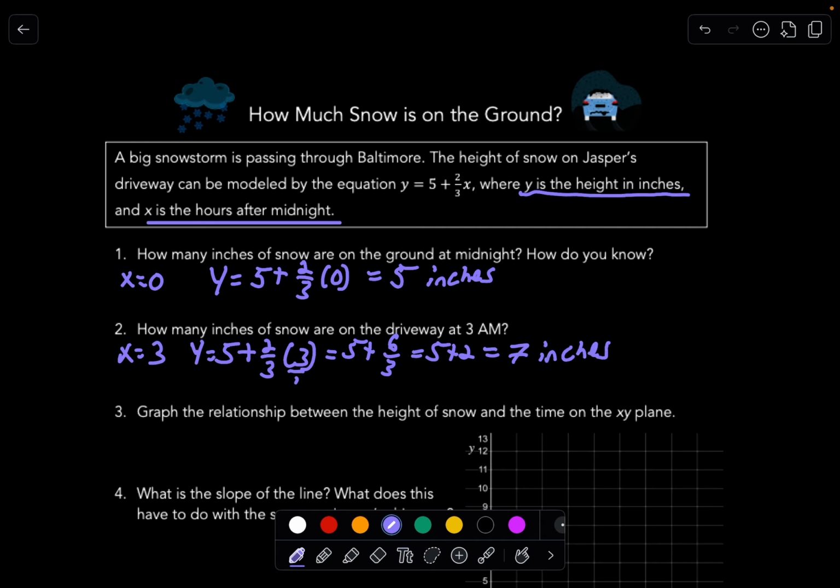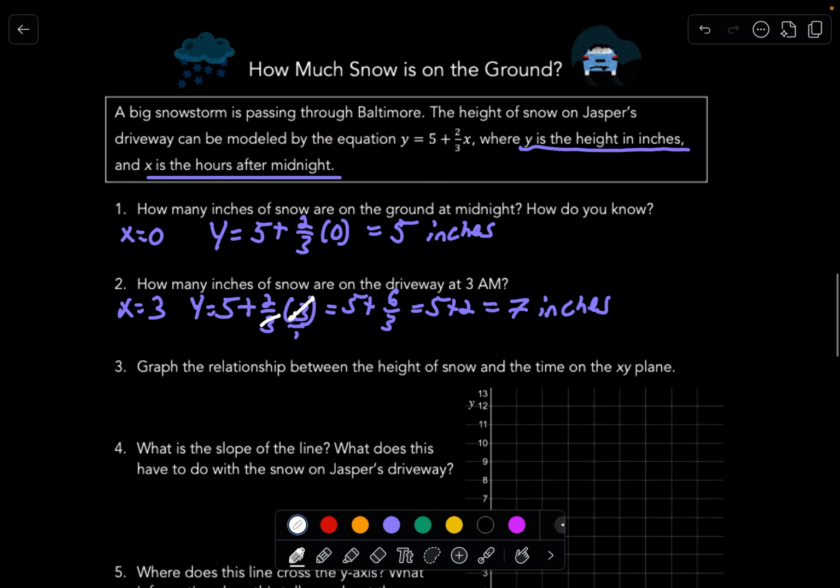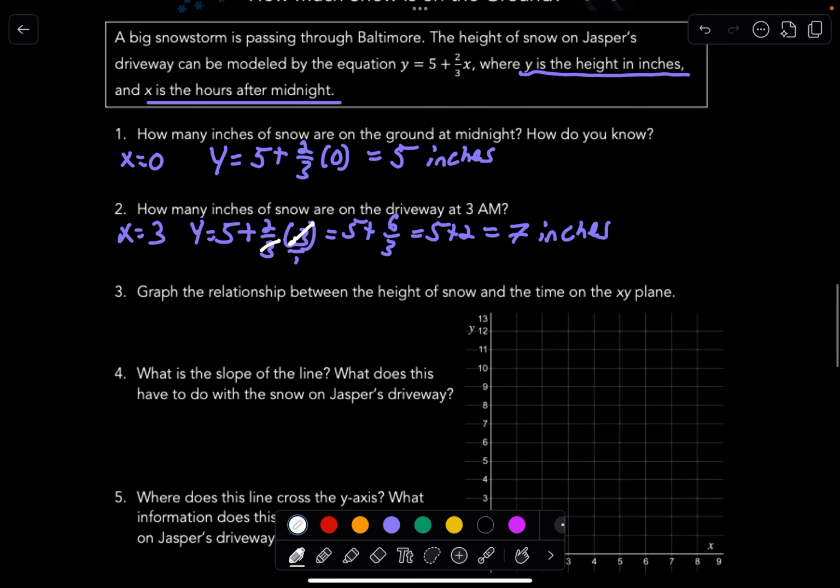You could also have just said, hey, wait, I know that the 3's divide out, and then it's just 5 plus 2. That's another way of doing it, more than one way to, as they say, skin a cat, which is a horrible thought, but anyway.